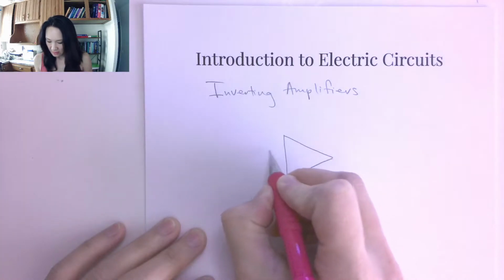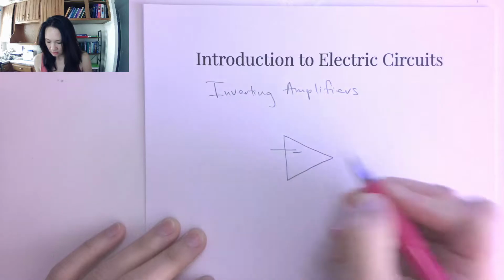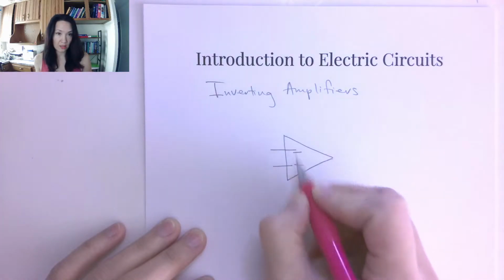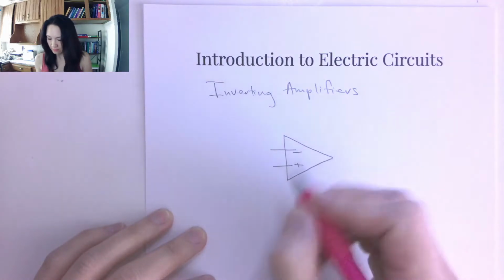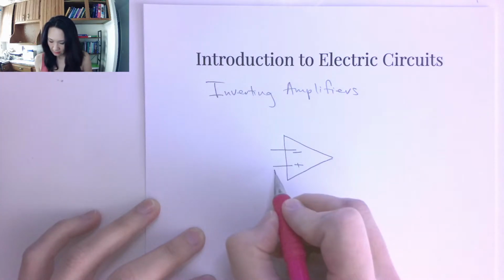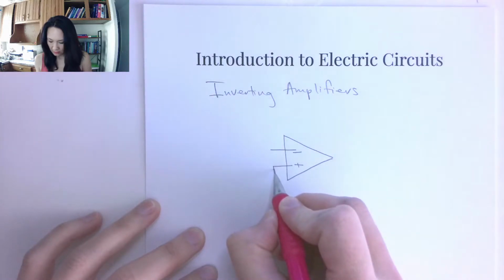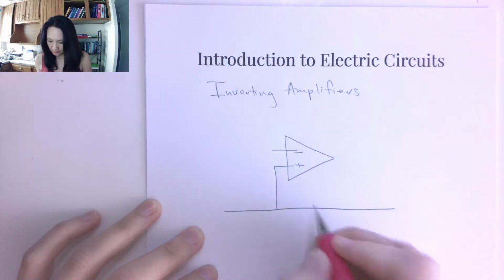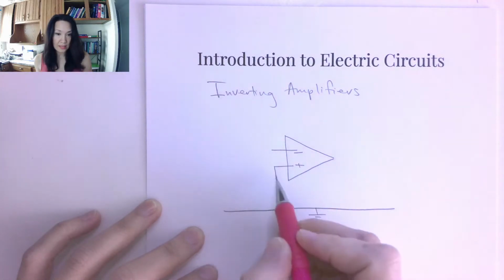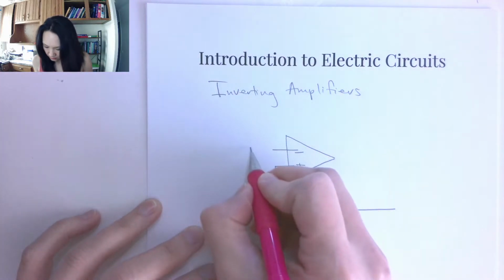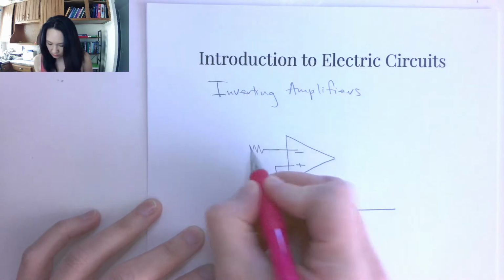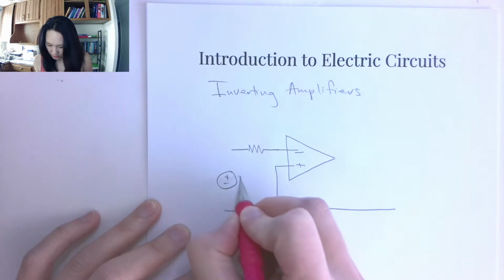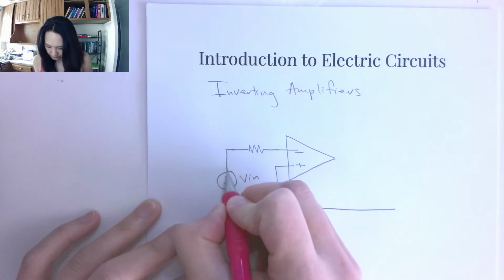So if we have an op-amp here, we have the non-inverting input here and the inverting input here. It might be an upside down orientation. So this time, let's take this non-inverting input and tie it directly to our ground line down here. And then at the inverting input, suppose we have an input resistor here, and let's give this an input voltage, and I'll call this V in.